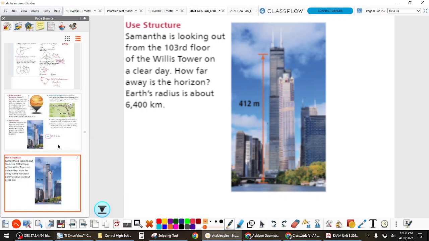Did you draw a picture? I will tell you on this one, it helps to draw the picture kind of exaggerated. Otherwise, if you try to draw it how it really is, you couldn't even tell what you're looking at. So, what should I draw first? He said tower. What did you say, circle? Anybody else?